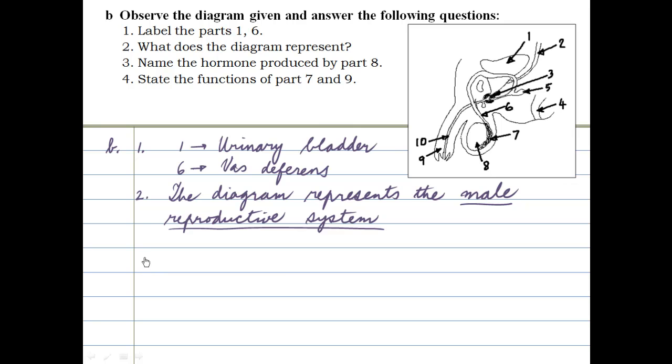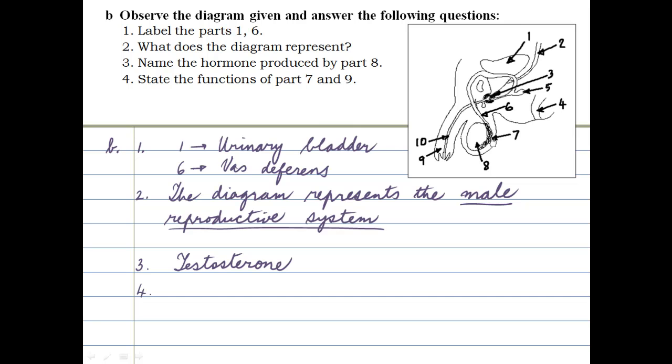Okay, question 3. It says name the hormone. So you don't need to make a whole sentence out of it. Name the hormone produced by part 8. 8 is the testes, and the testes produces testosterone. Done. Move on to question 4. State the functions of parts 7 and 9.